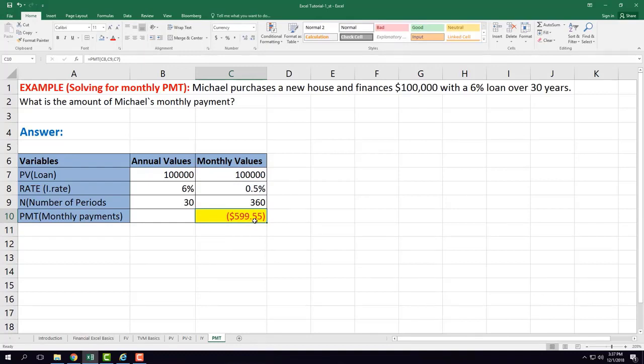$599. It is red and in parentheses because it means that it's a negative value. Okay, so this guy is supposed to make almost $600 every month for 30 years. So if you want to calculate the total payments, right here, total payments. He's going to make this payment 360 times, okay, for every single month, which means that he's going to pay back $215,838. So he's borrowing $100,000 and he's paying more than $200,000 as a loan payment.